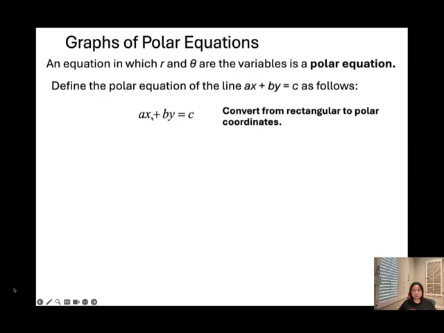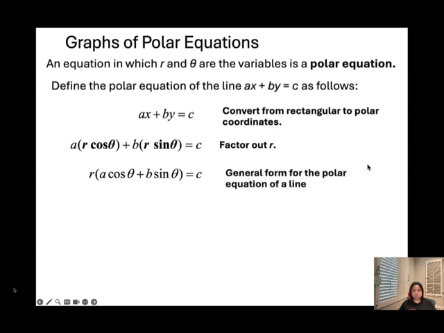So first, what is your x equal to? X equal to r cosine theta, right? Y will be equal to r sine theta. So we plug it in, and then we factor out the r. So you do have r times a cosine theta plus b sine theta equal to c. And then, central form for the polar equation, we're going to divide the whole thing here. So r equal to c over a cosine theta plus b sine theta. Keep in mind that for the polar equation, you just want to get out all the x and y. If rectangular equation, you want to get out all of the r and the theta.